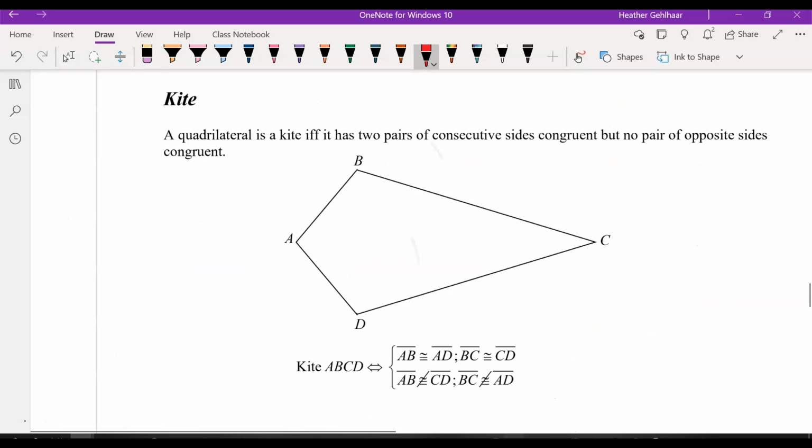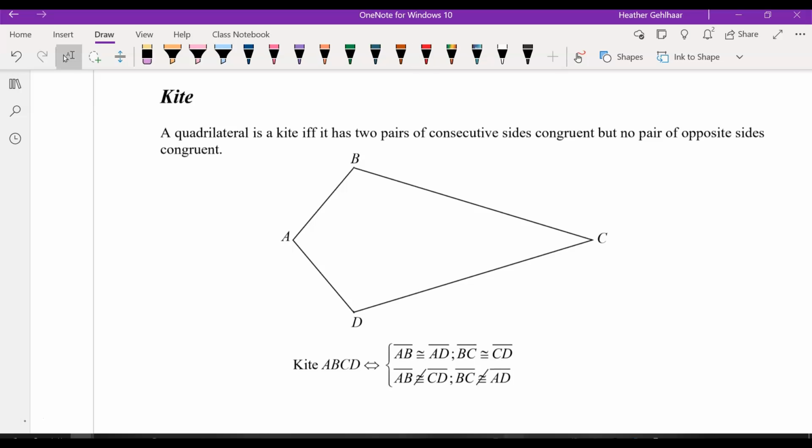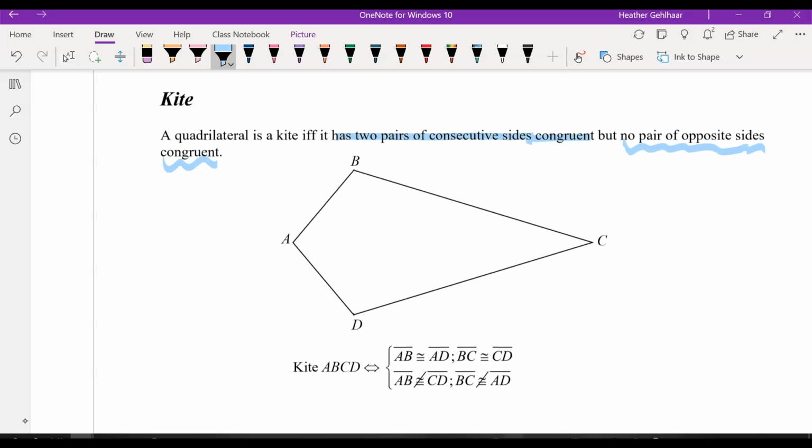Okay, next we're going to learn about kites, and this is the last thing. So a kite is a quadrilateral. Okay, so a quadrilateral is a kite if two pairs of consecutive sides are congruent, but no pair of opposite sides are congruent. So that means here, AB and AD, those are consecutive, those are congruent. Then we have here BC and DC, those are consecutive sides, so those two are congruent to each other. So let's say this is 10, this is 10, this is 82, and this is 82, okay?